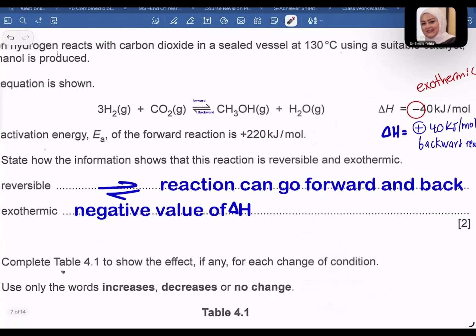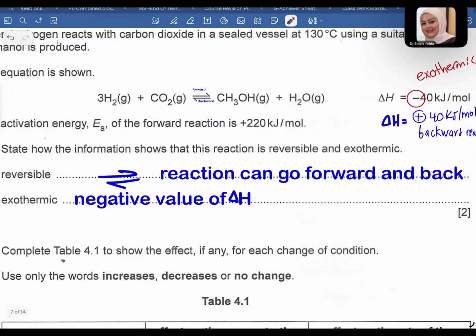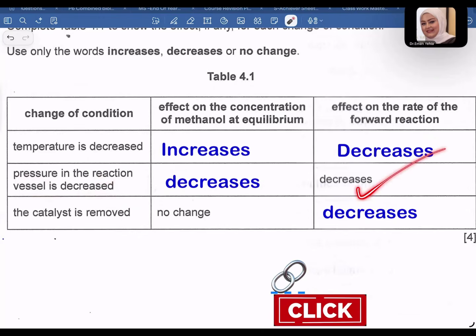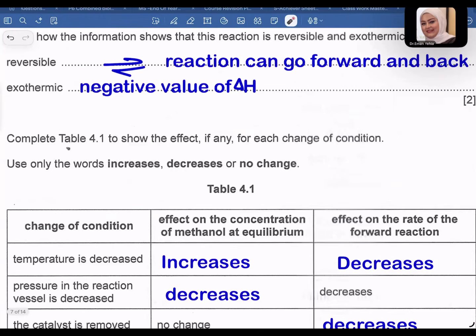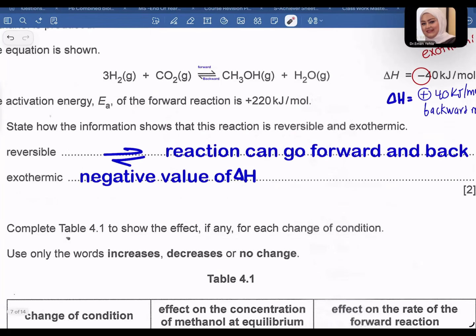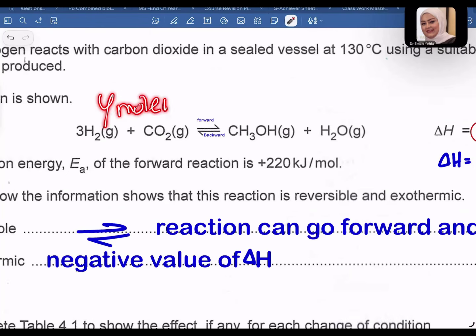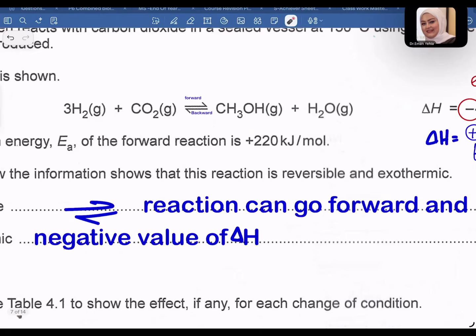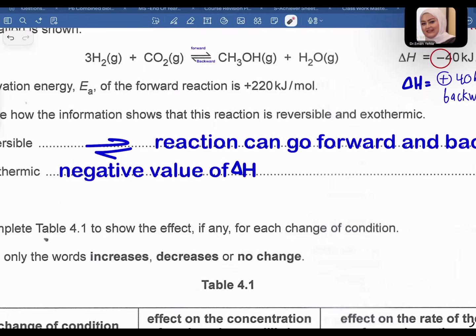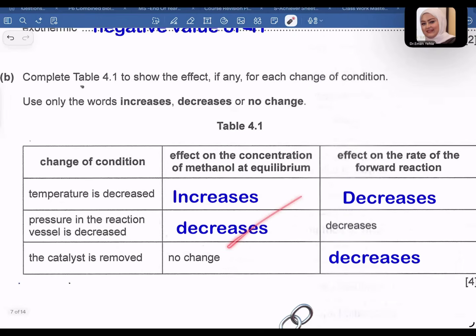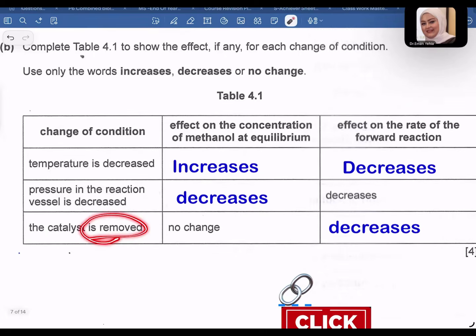In the reaction of viscosity, the rate of the reaction decreases, but the effect of methanol. So count the number of gaseous molecules: 2 molecules on the right side and 4 molecules on the left side. As the pressure decreases, the equilibrium shifts to the side with the higher number of gaseous molecules, so it shifts to the left. That means the concentration decreases. And if the catalyst is removed, the rate of the reaction decreases. A catalyst speeds up the reaction.